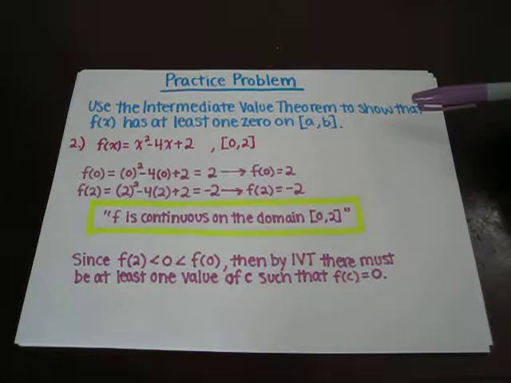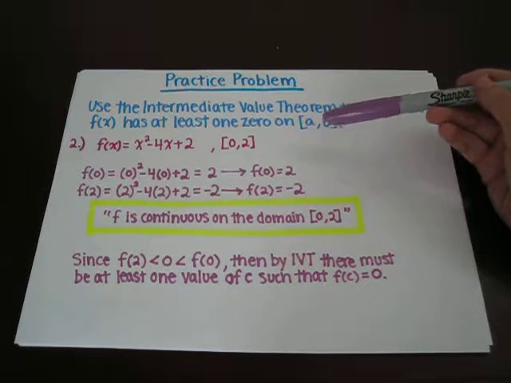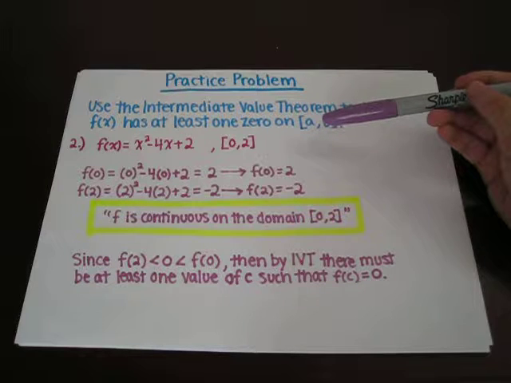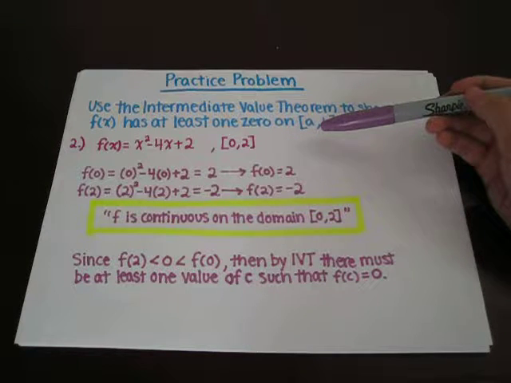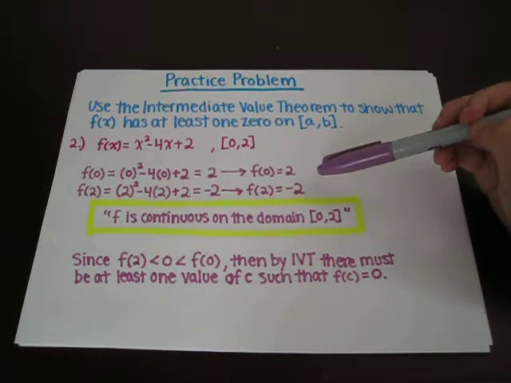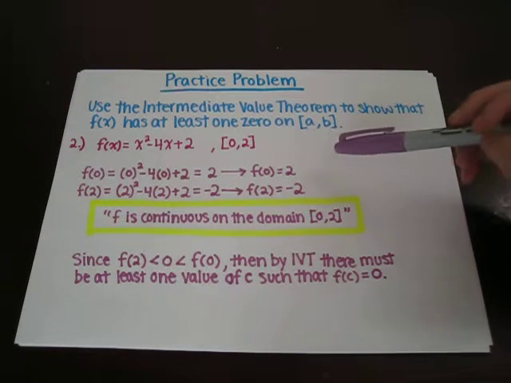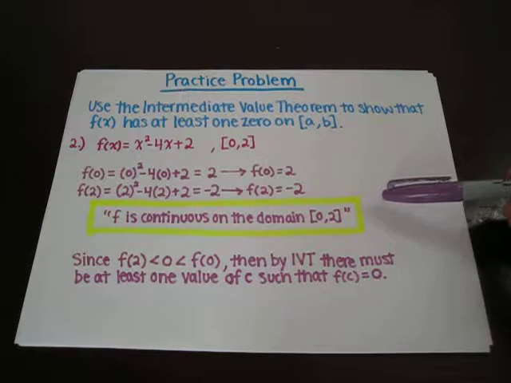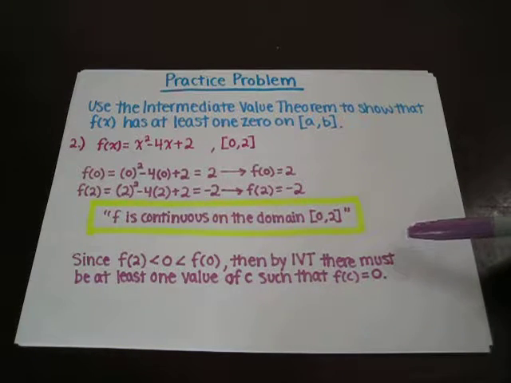And this is the same type of problem but a different function. So f of x equals x squared minus 4x plus 2 on the interval from 0 to 2. And so you would find f of 0 equals 2 and f of 2 equals -2. And again, write that statement, f is continuous on the domain from 0 to 2. And for your answer, since f of 2 is less than 0, which is less than f of 0, then by IVT there must be at least one value of c such that f of c equals 0.